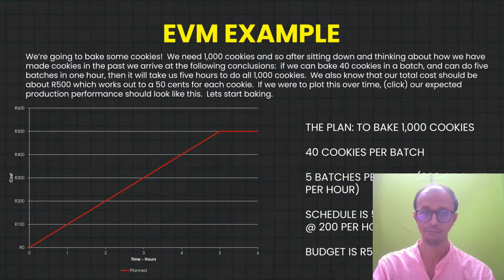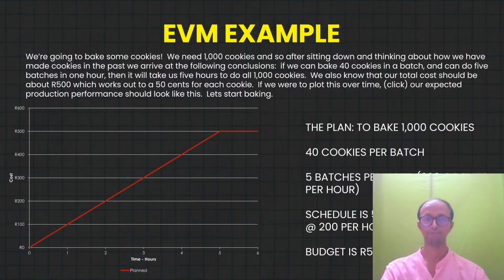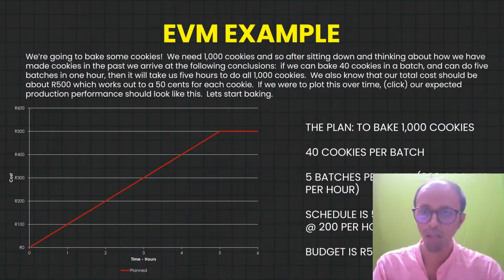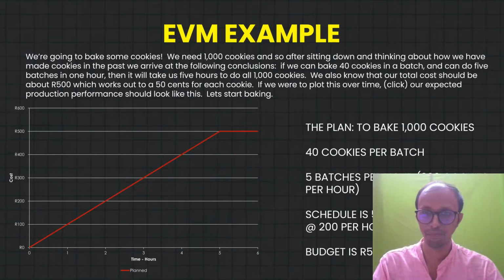So if we put this down into our time frame or a graph, the total number of hours is 5. In 5 hours, if we can do 40 cookies per batch, that will make up about 200 cookies per hour. So every hour, if we are able to do 200 cookies, then we will be able to complete it in 5 hours. So that was our plan.